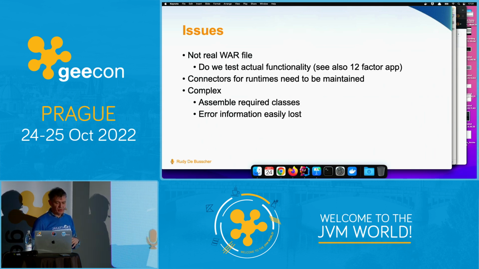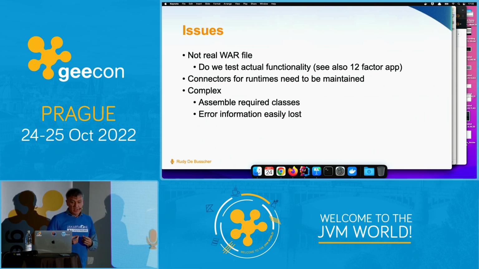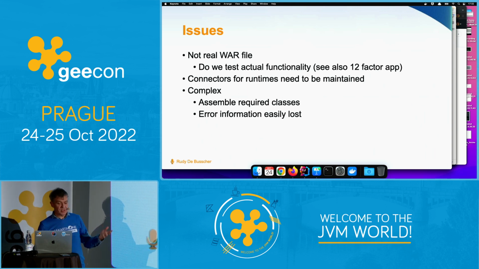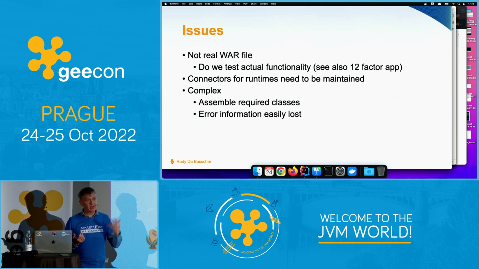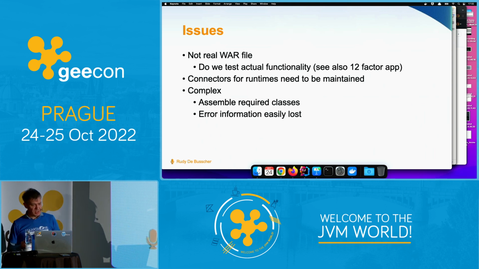To summarize the issues that I see: you don't deploy a real WAR file, so what are we testing? We are not actually testing functionality of our application. For each runtime, we need to have a connector. So if the WildFly guys, the Open Liberty guys, the Payara guys, the Glassfish guys don't keep up those connectors, then you cannot deploy your application anymore. So that's also an issue. And for me, it is a bit complex because you assemble all those required classes and error information can get lost. I like simple things, sorry.